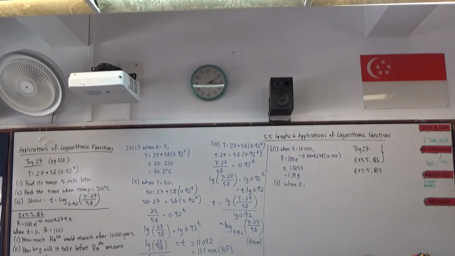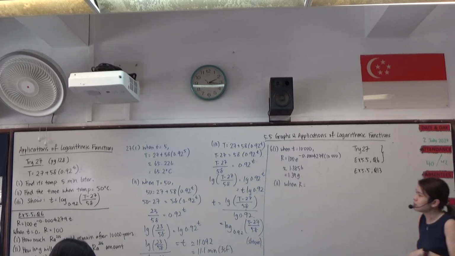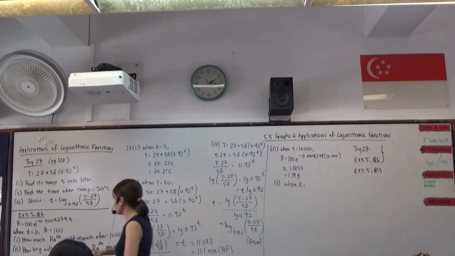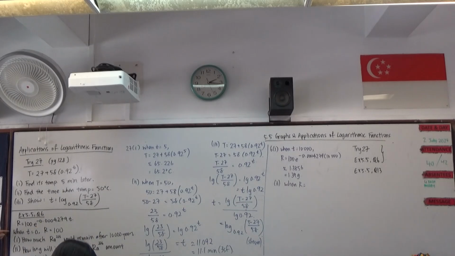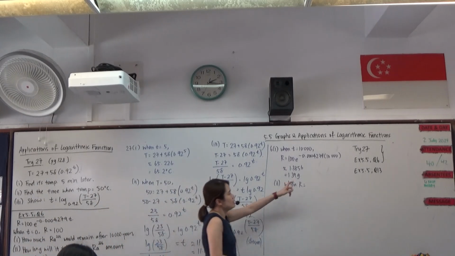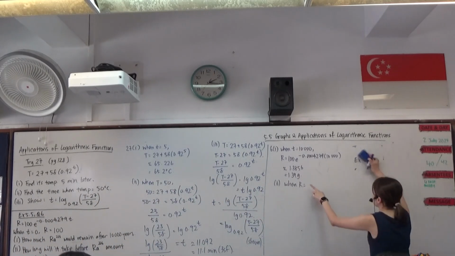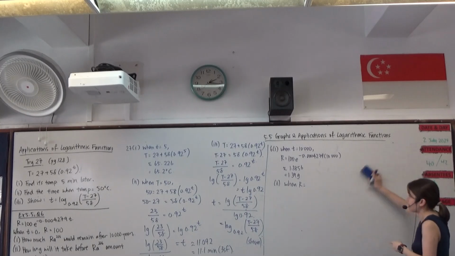Next, we look at question 6. We're looking at radium. It's a radioactive material, so it takes the symbol Ra and then 226. The question says that at the beginning, your radium has 100 grams. Part 1 asks how much radium would remain after 10,000 years. So you just substitute in T to be 10,000 and you'll be able to get the value of 1.39.